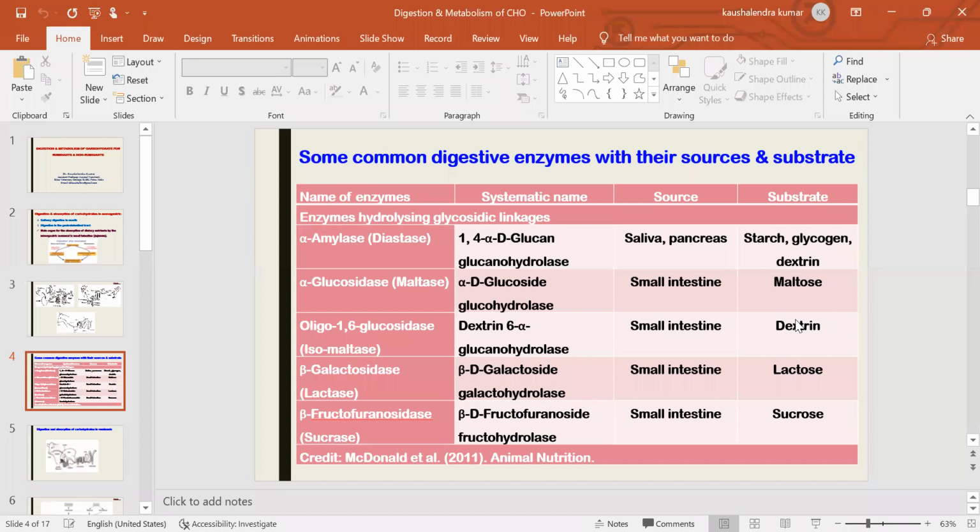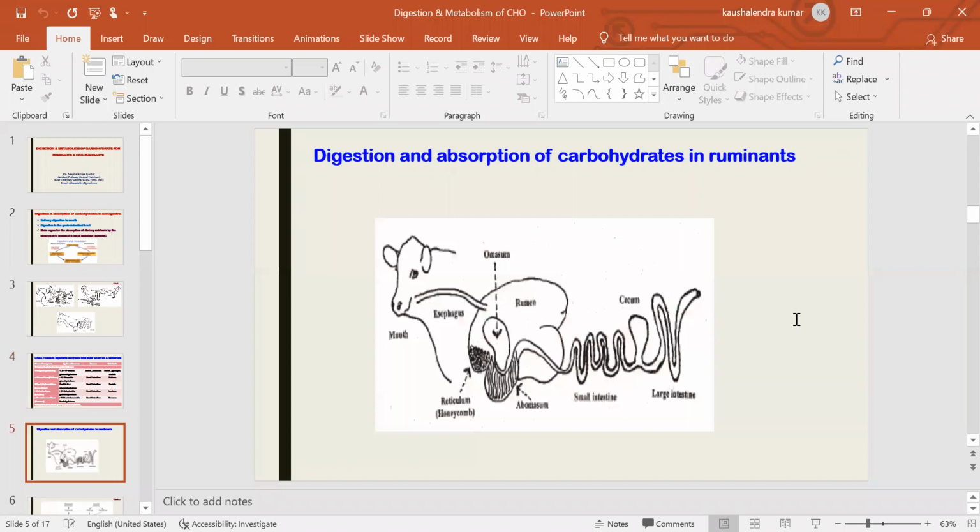So what will happen in case of ruminant, I'm coming to ruminant. Ruminant I have already discussed. Ruminant has a four chamber stomach, and a different kind of digestion and absorption of nutrients takes place in ruminants compared with non-ruminants, because the digestive system is totally different in ruminants.